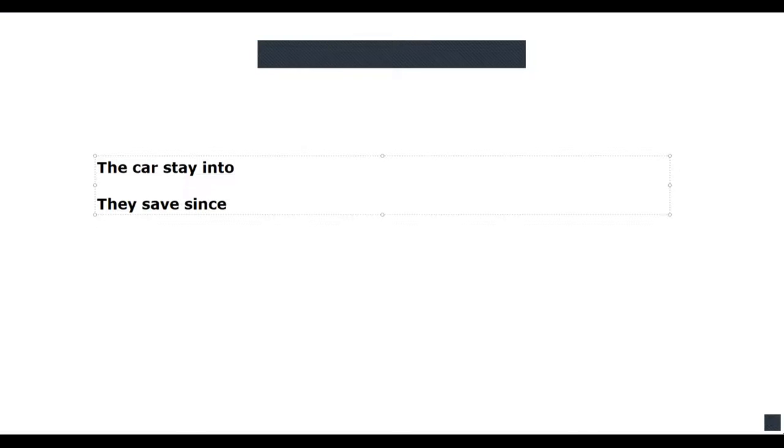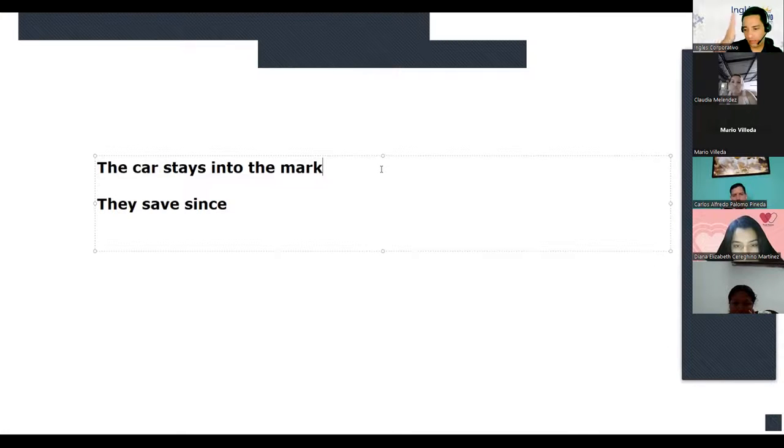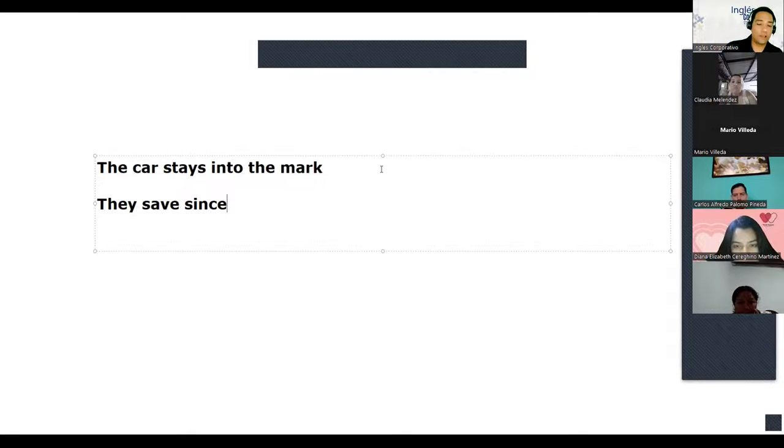Save is not a preposition. Into the mud. Come again? The car stays into the mud. Into the mark. Yes. Okay. The car stays into the mark. Yeah, the mark on the floor. Before they race, right? The car stays into the mark. Don't move it. Just the yellow mark. That's the start line.